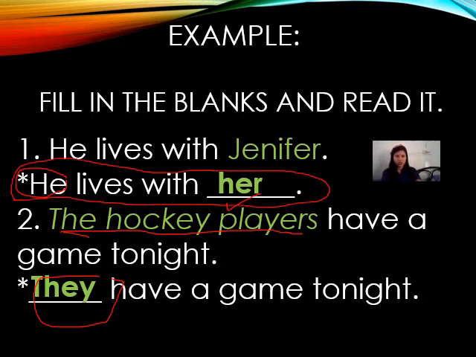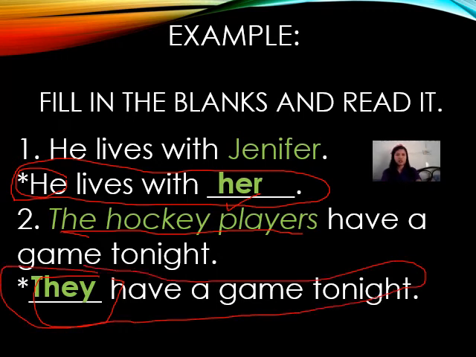Okay, for example, don't forget to say your name. For example, I'm Emmerline Singson. I'm number 31. Number one, he lives with her. Number two, they have a game tonight. Number three, four, five. Okay, so this is your exam.